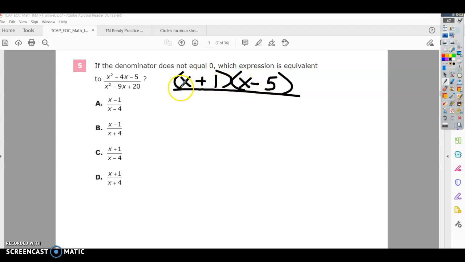All right, then you can check it. X times x is x squared, minus 5x plus 1x is negative 4. 1 times negative 5 is negative 5. So you factored that correctly. And then you can do the bottom the same way.